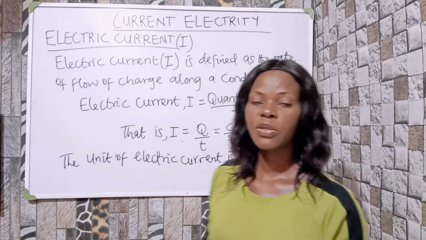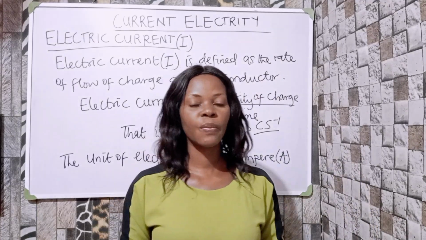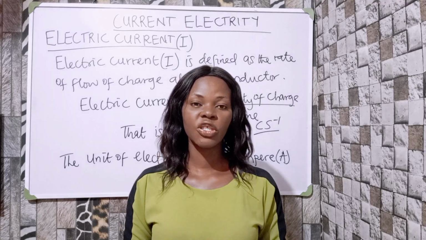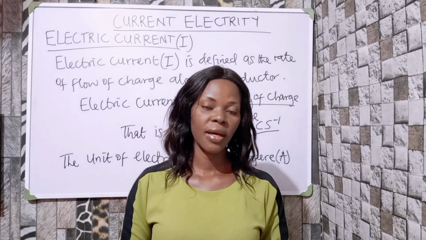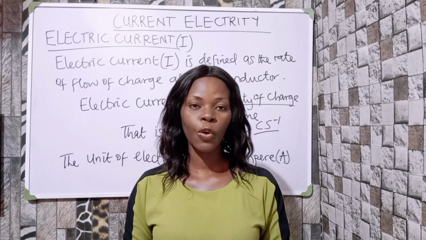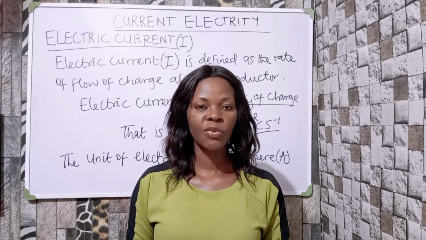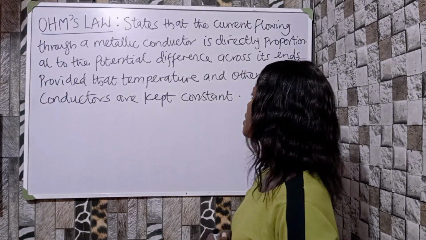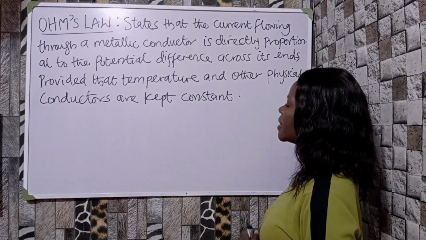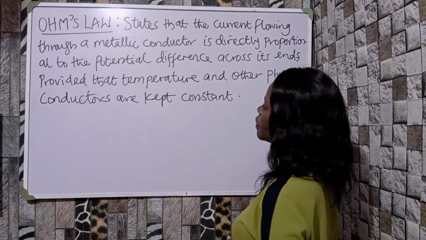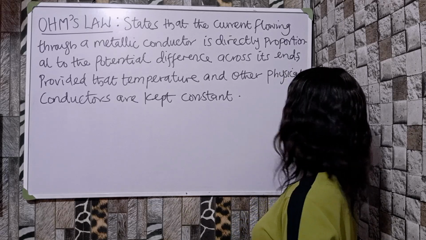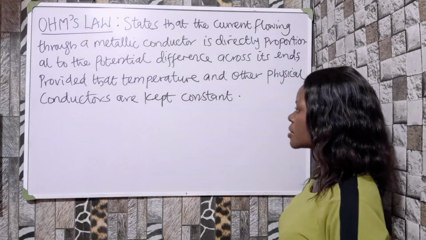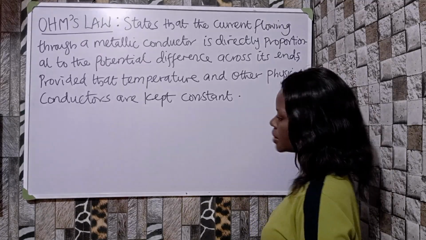Okay, let's look at the relationship between the current flowing through a wire and the potential difference between the ends of the wire, and that relationship is what is said to be Ohm's law. So let's see what Ohm's law is. Ohm's law says that the current flowing through a metallic conductor is directly proportional to the potential difference across its ends, provided that temperature and other physical conditions of the conductor are kept constant.